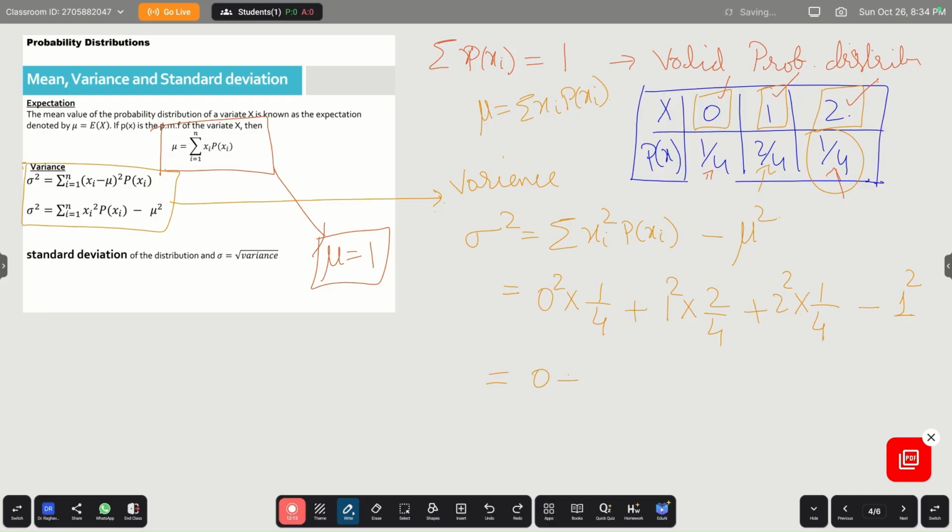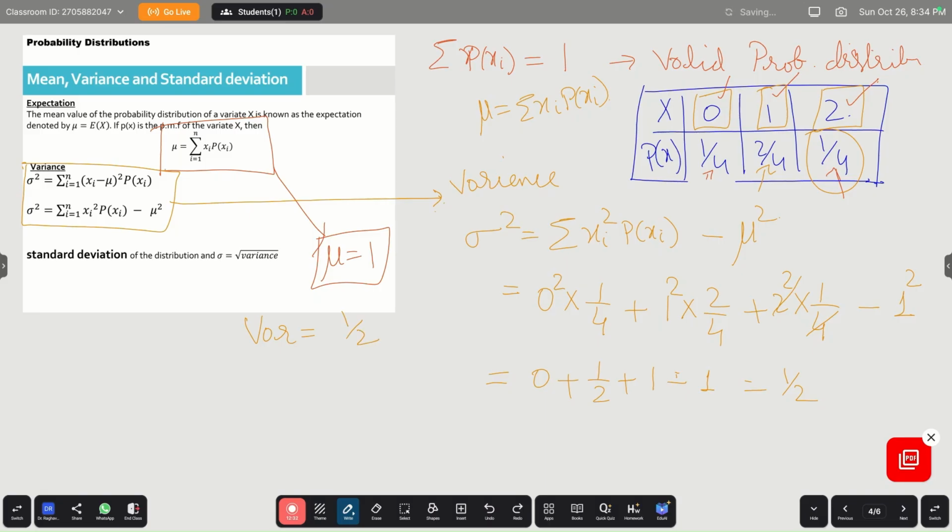So what will happen? This is 0 plus 2 by 4, which is 1 by 2, plus 4 by 4, which is 1. So this is 2 minus 1 square. 1 square is also 1. So finally you got variance as 1 by 2. So variance is 1 by 2.